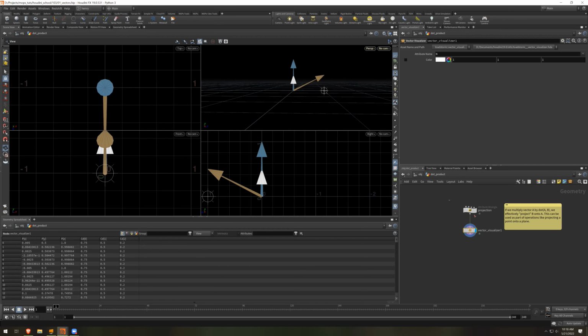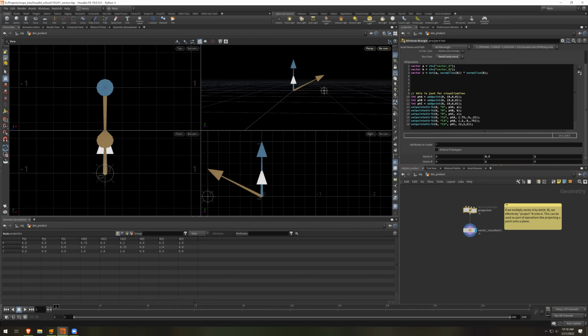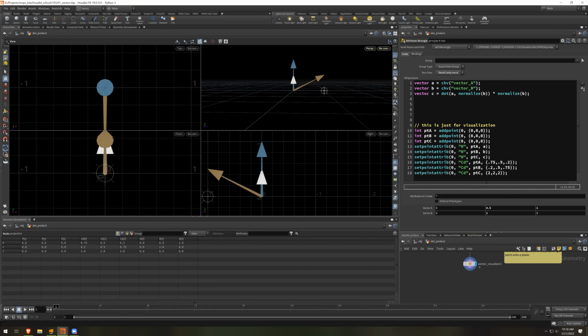If you look at the projection VEX code here, I have vector A and vector B. For C, I'm computing the dot product between A and B. So with vector C, the white one, I'm computing the dot product between the two, which figures out that ratio. Then I'm multiplying vector B, the blue one, by that ratio. And you can see that what I end up getting is this projection of the red vector, vector A, onto B.